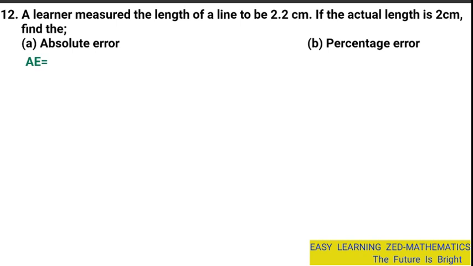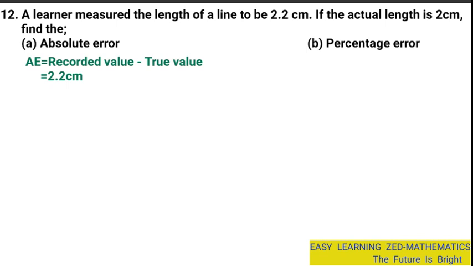Okay. So we are going to write absolute error is equal to recorded value. This is the value the child recorded. Then minus true value, the actual value of the line. So the formula to find the absolute error is to subtract the true value from the recorded value. So what is the recorded value? This is the measurement of the learner, which is 2.2 centimeter.